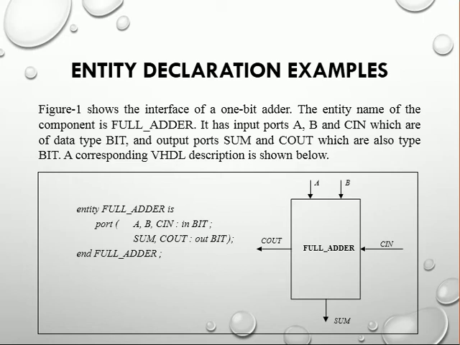Then sum comma C out, then colon. Now these are the two output ports, that is why it will be out, and then again these are bit type, that is why we have written bit, then semicolon, and end full adder, that is the entity name. So this is the entity declaration for the full adder. Okay. All of you got this?